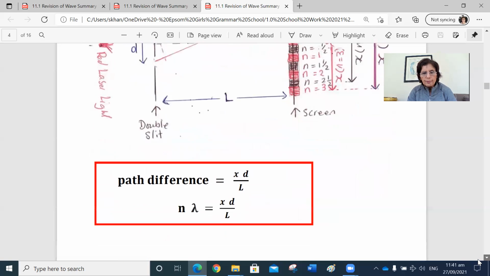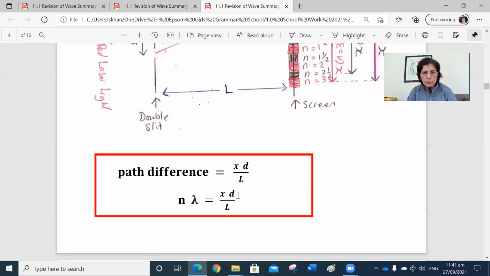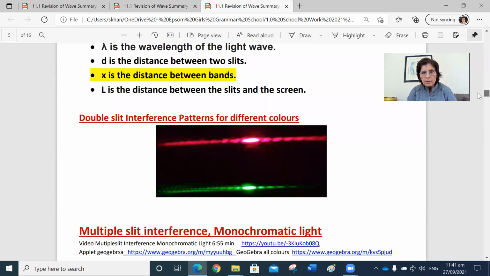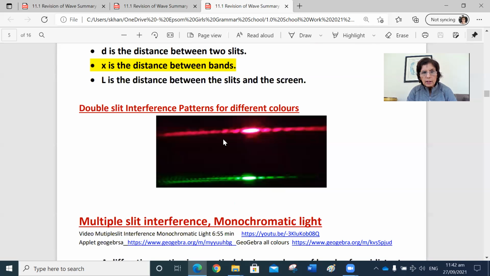What's the formula? The formula is path difference equals xd over L. x is the distance that I mentioned, d is the distance between the two slits, and L is the distance to the screen. n is 0, 1, 2, 3 for constructive interference, and 0.5, 1.5, and so on for destructive interference. Now, in monochromatic light, if instead of red light we shine green light, green light has a shorter wavelength, so it will diffract less, and the pattern will be closer together, as shown over here.